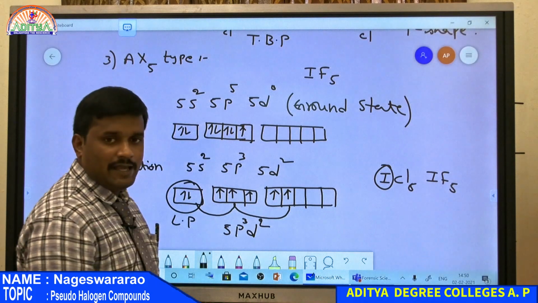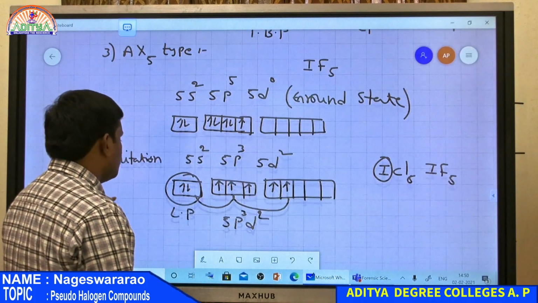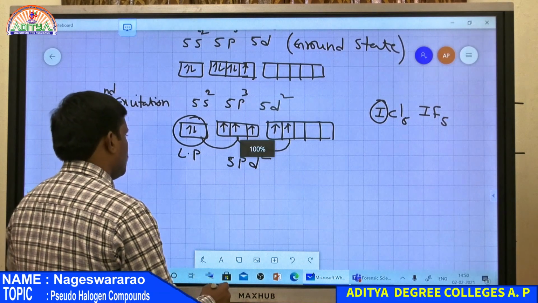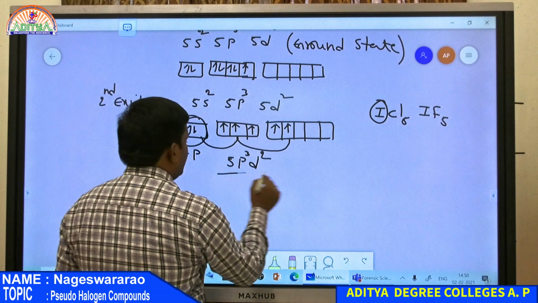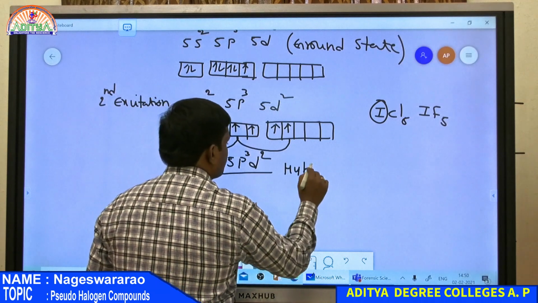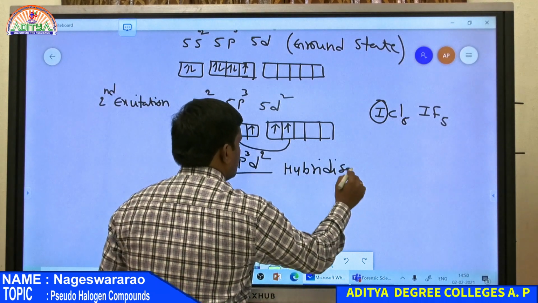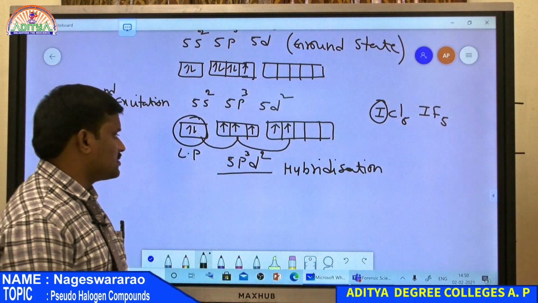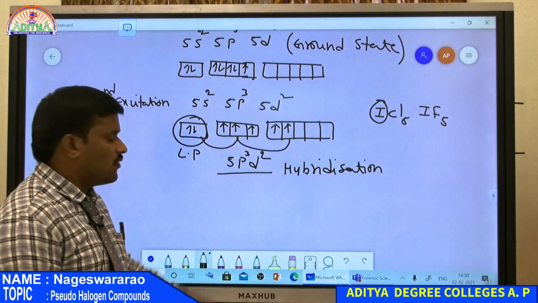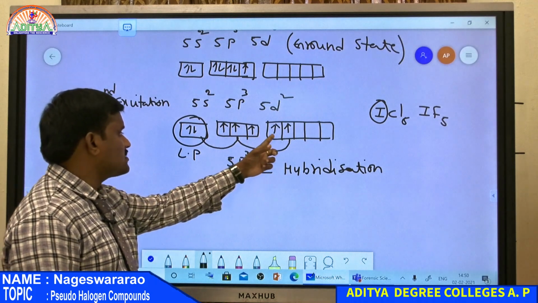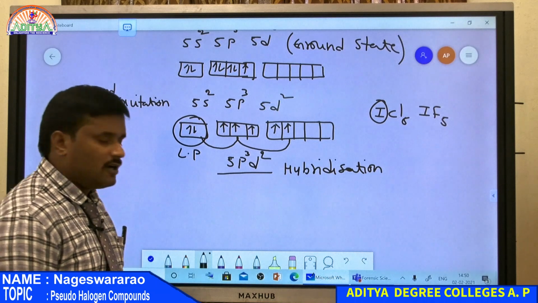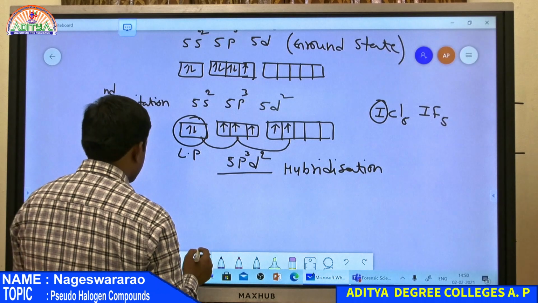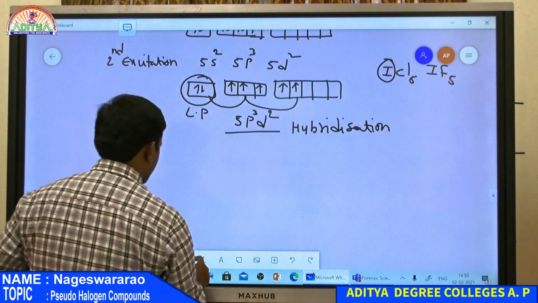Therefore the hybridization for AX5 interhalogen compounds is sp3d2. So the hybridization for AX5 interhalogens is sp3d2: 1 s orbital, 3 p orbitals and also 2 d orbitals. Again, we calculate sigma bonds and lone pairs.